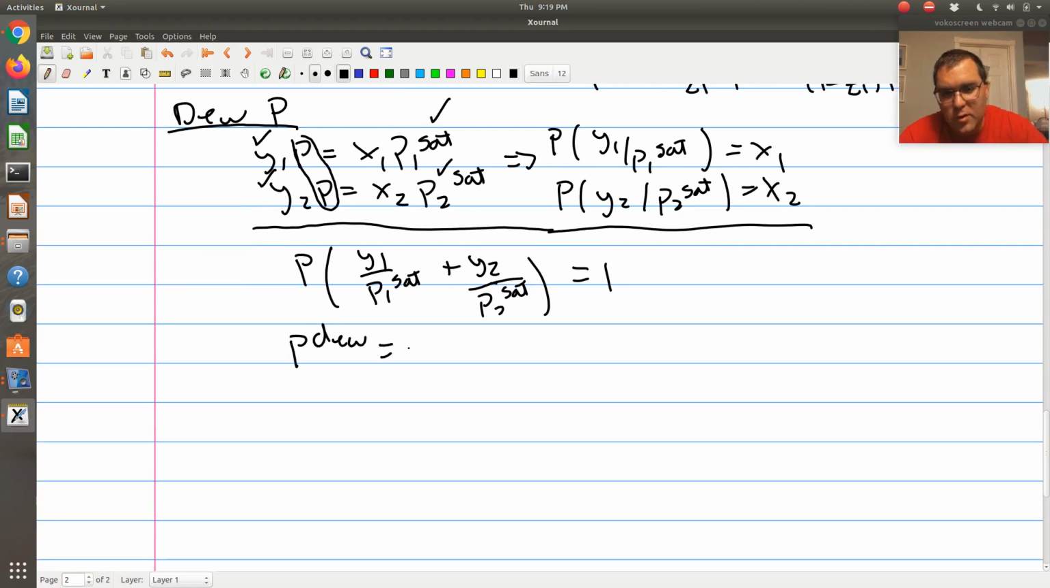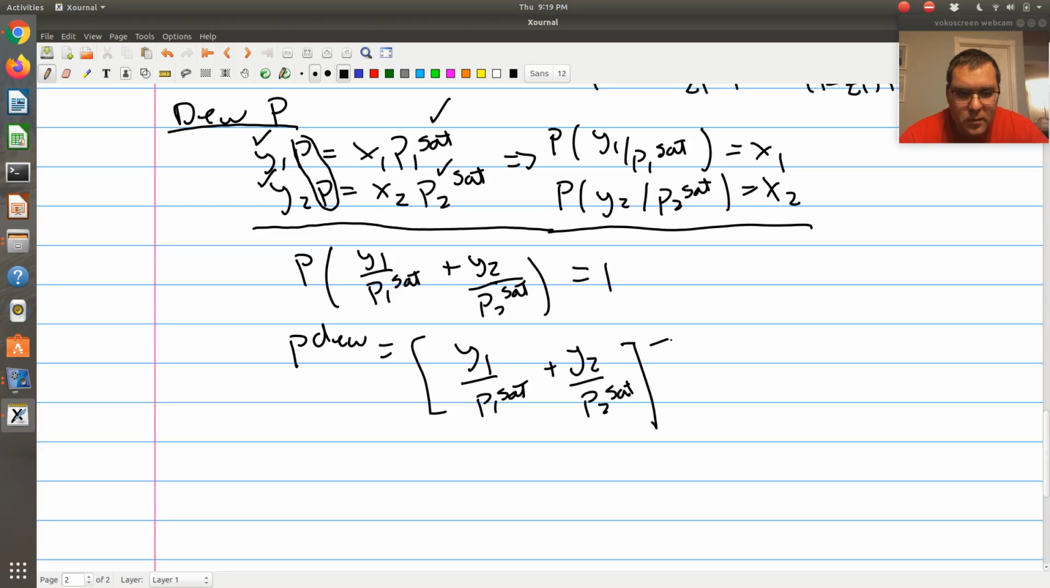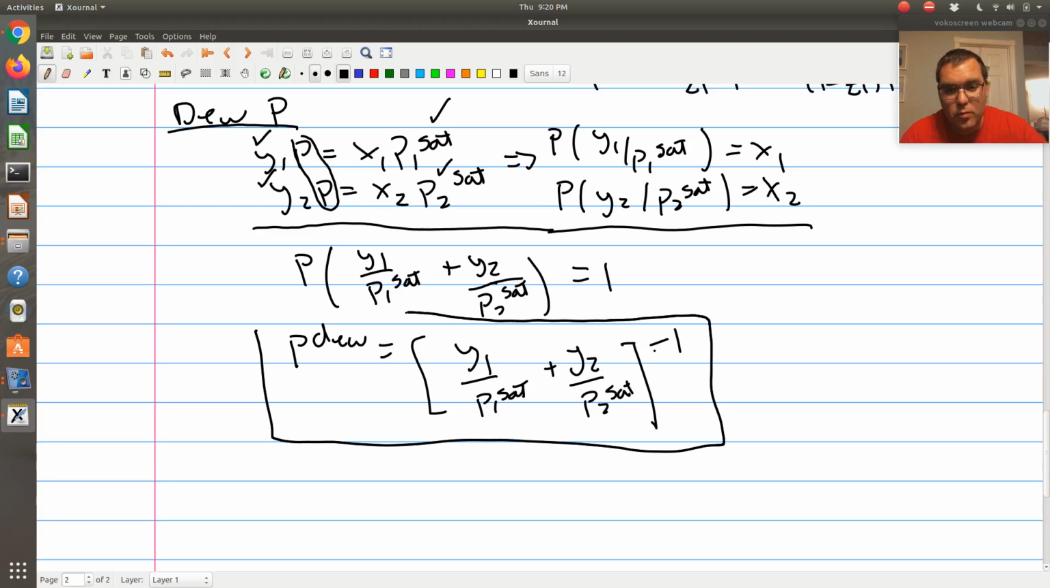the dew point pressure is equal to Y1 over P1 sat plus Y2 over P2 sat, inverse, the inverse of that. So again, I know the temperature, so I can solve for P1 sat and P2 sat. I know Y1 and Y2, it's just the composition of my mixture. So I can use that to readily solve for P dew. Cool.